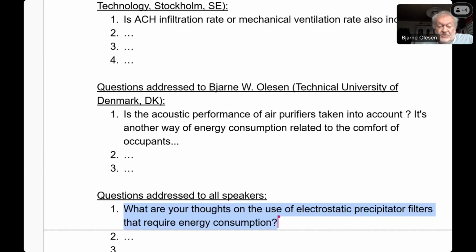But electrostatic filters mainly are working on the particles you have in the space. But there are other substances and also human bioeffluents, which may not be removed that efficiently with an electrostatic filter.